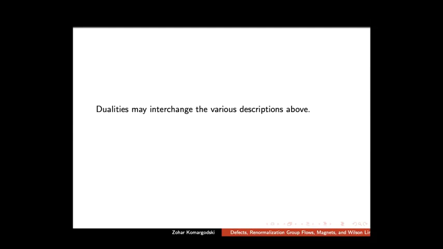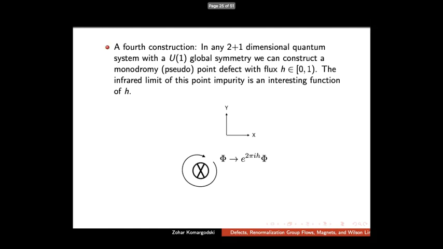Also, these various descriptions are interchanged by dualities. Many people here worked on, let's say, the recent boson-fermion dualities. Essentially nothing is known about the space of conformal defects and how they're interchanged by a boson-fermion duality. But we have examples in supersymmetric theories where we know how various dualities interchange this description with this description and so on.